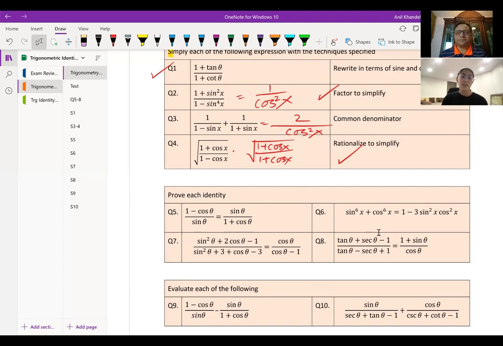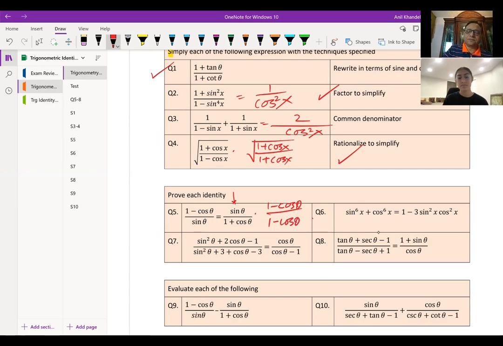Question number 5. Okay, so the first one, what I would do is I would actually do the RHS, because I find that that's much simpler, because in your numerator you have sine theta only, and so from there you can use your conjugate and then multiply sine theta times sine theta, and then 1 plus cos theta times your sine theta, and then you expand from there, and then you get an easier answer. Great.